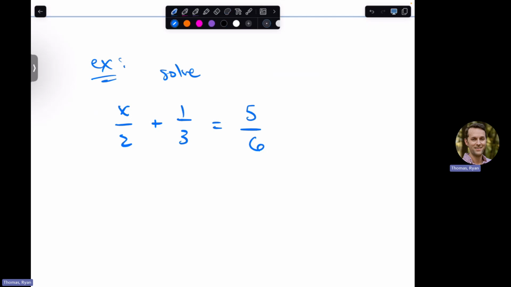Okay, we got to get x by itself. That's what solving means, right? How could you do it? Say it again, subtract 1 over 3, okay.